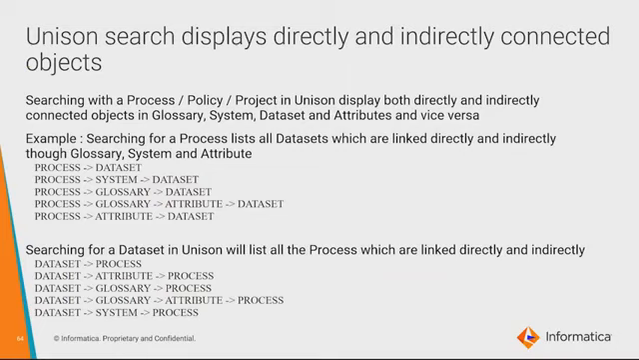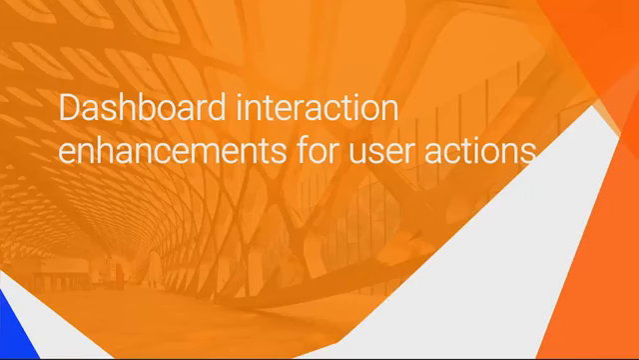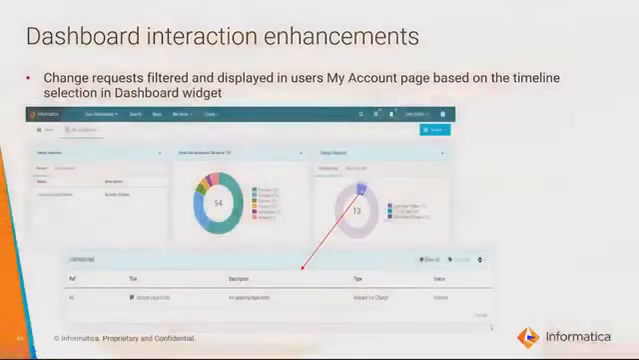indirectly related objects. Whenever you're searching for a process, it shows not only the data set, but also the data set linked through the system or the glossary or through an attribute. So these are the indirect relationships, and the other way around is also the same. If you're looking for the data set, you bring in the processes which are directly linked or linked through attribute, glossary, or system.